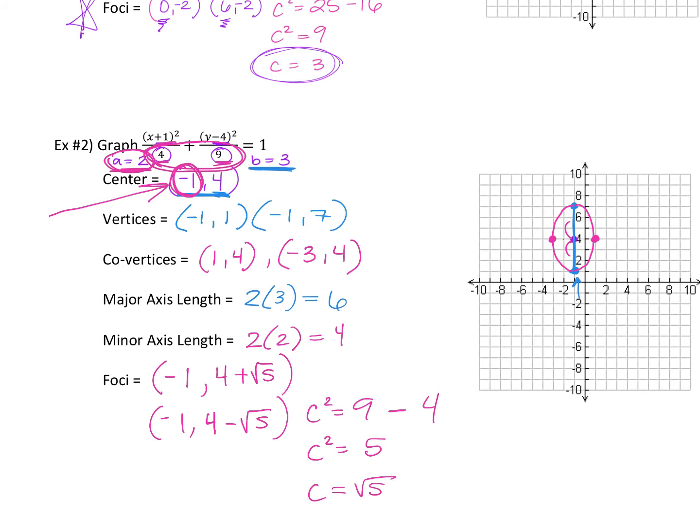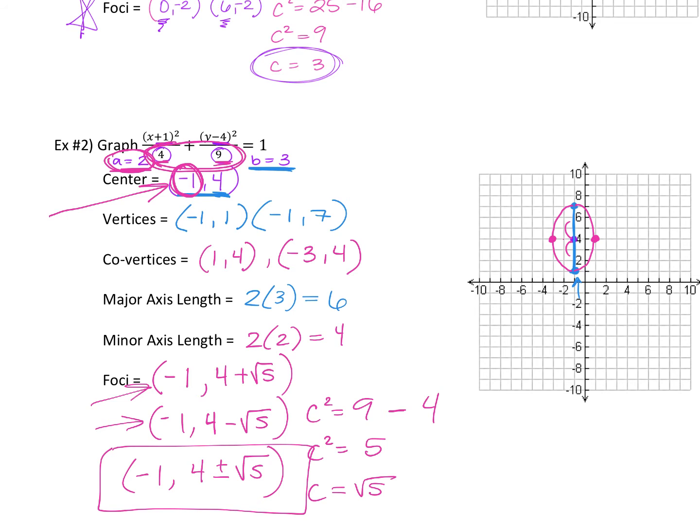So you're dropping down rad 5 here and you're moving up rad 5 there to get your foci. Those ones are a little funky. Now you could just write that as -1, 4 plus or minus the square root of 5. Okay, so if you want to write it like this, that's totally fine. Or these are the 2 points for your foci.